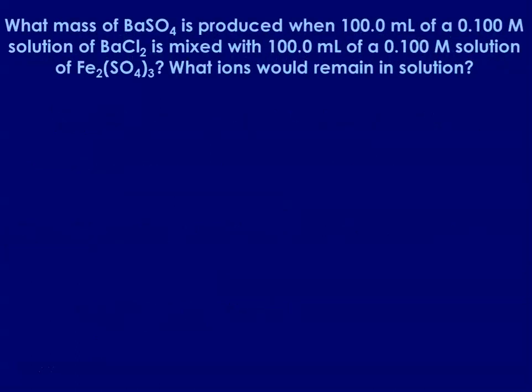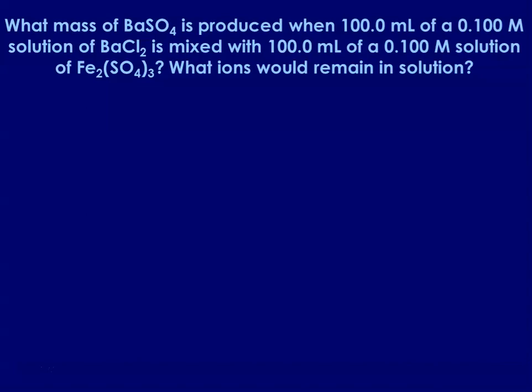So our second question is going to have information about both reactants, and we're going to use those to find out about our product. We have 100 mL of 0.1 molar barium chloride that's mixed with 100 mL of 0.1 molar iron(III) sulfate. And then we want to know what's going to be left over, what ions are going to remain in the solution.